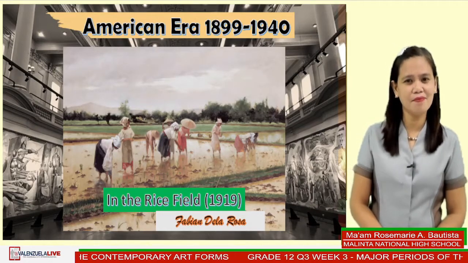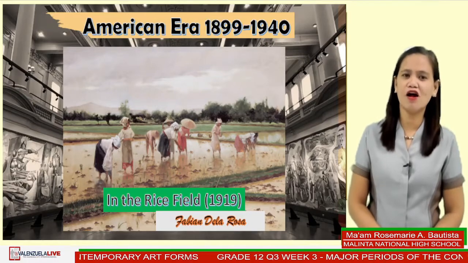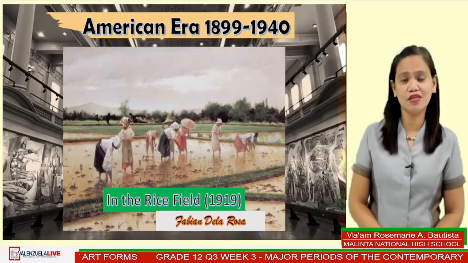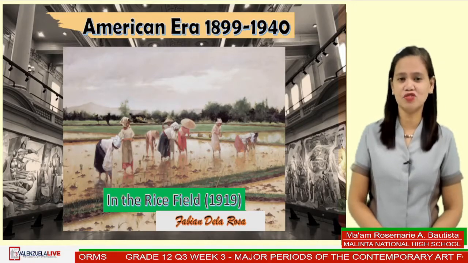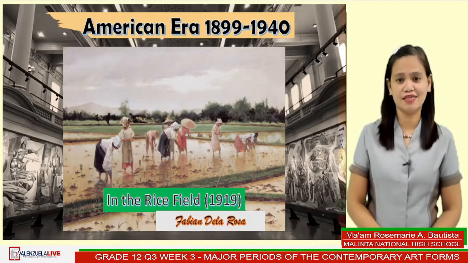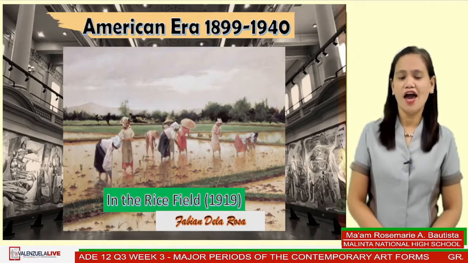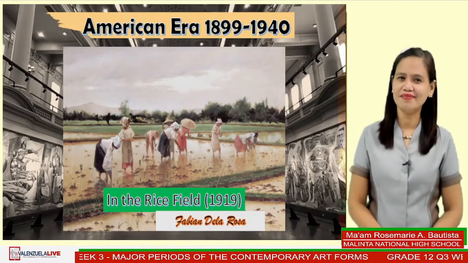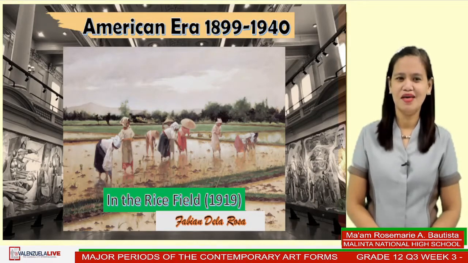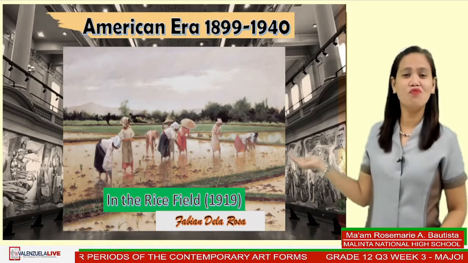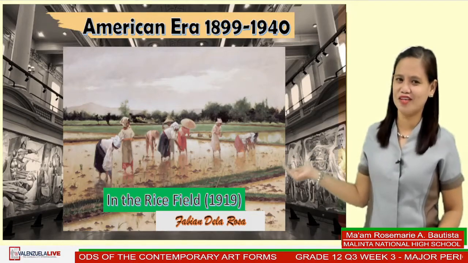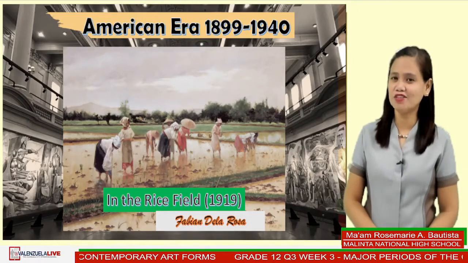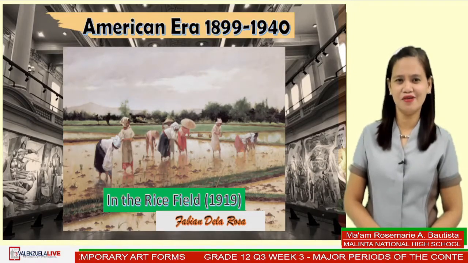The main theme at this time is secular forms of arts. The new patrons, including the tourists and foreign investors, favored landscapes, still life, and genre themes that show the beauty of the land and its people. In the Rice Field, women working in a rice field, an oil on canvas painting by Philippine painter Fabian de la Rosa.